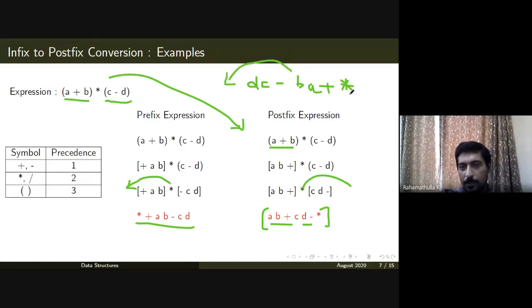So it will be star plus AB minus CD, just the reverse of this again. So reverse the expression, convert it to postfix, and reverse the result. So you will get the prefix expression. I think you understood the idea. You try to implement it on your own using simple code. You can use the same code, but you need to write one more simple procedure for reversing a string. That's it. Any questions?